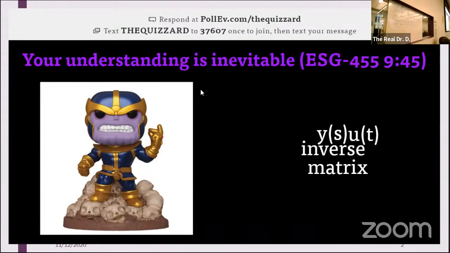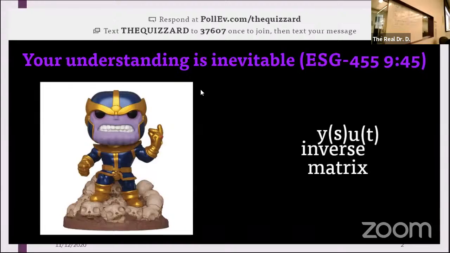Y of S, first of all, it's not correct there. It should be capital Y of S, right? Because when we do the Laplace transform, we get the capital. Y of S and U of T, I'm going to save because we're going to go through that problem again. And if you're still not getting it when we're going through the problem, bring it up again and we can go through it. Inverse. I'm not sure why we're talking about inverses.